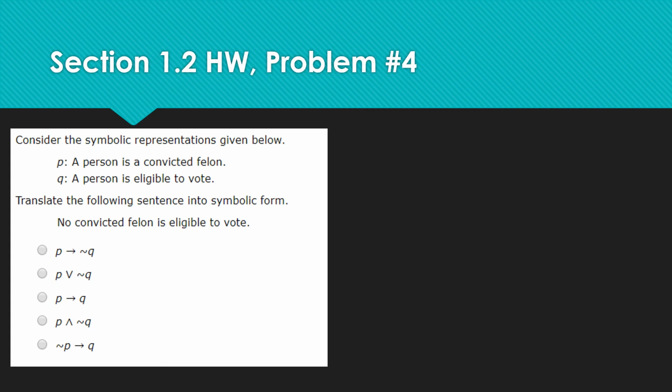Very similar homework problem. This is number 4. It says the statement P is a person is a convicted felon, and the statement Q is a person is eligible to vote. And our statement that we're trying to translate into symbolic form is no convicted felon is eligible to vote. All right, so I'm going to try to translate this into an if-then statement. So this says no convicted felon is eligible to vote. So if you are a convicted felon, then you are not allowed to vote.